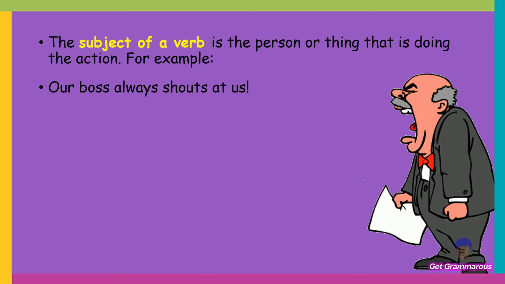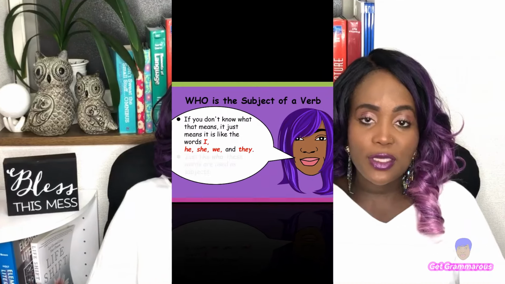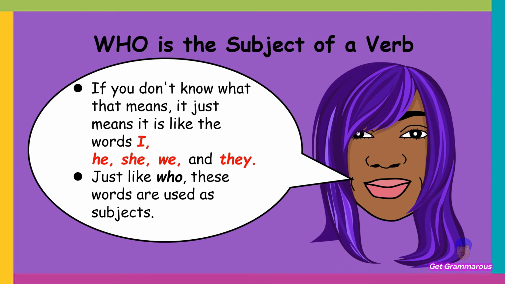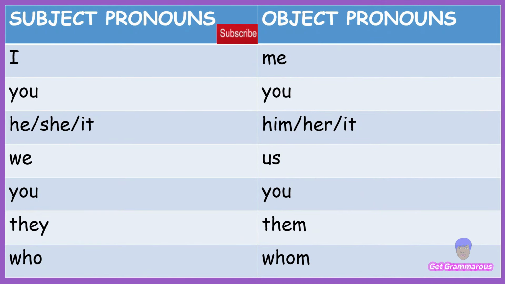Another example. Our boss always shouts at us. Shut up! Our boss is the subject of the verb to shout. Who is the subject of a verb? If you don't know what that means, it just means that it is like the words I, he, she, we, and they. Just like who, these words are used as subjects. Here are some examples of subject pronouns.